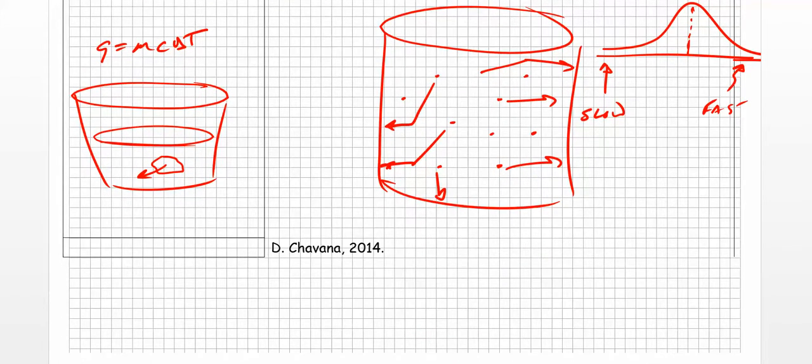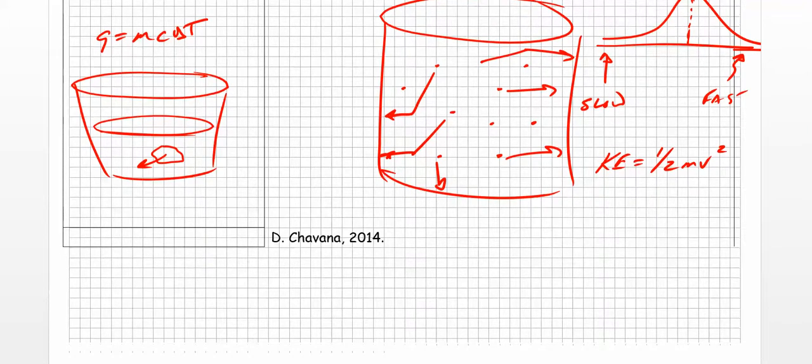Now, next year, you'll learn that kinetic energy has this formula: one half the mass times the velocity squared. So you can actually calculate the kinetic energy of these particles if you know their mass and you know their velocity. But we'll talk about that next year.